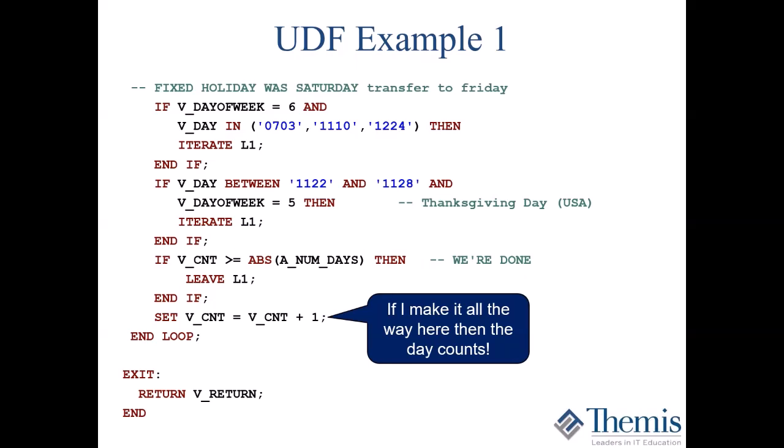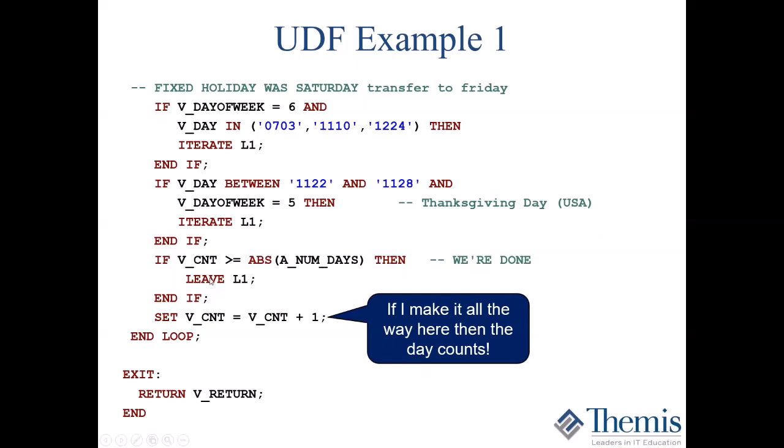All right, the next section is if I'm a Friday, and it's July 3rd or November 10th or Christmas Eve, then I'm going to move the Saturday holiday to Friday, just like I did with the Monday. Thanksgiving Day is always the 4th Thursday of the month in the United States anyway. So if I'm between 11/22 and 11/28, 11/22 is the earliest that Thanksgiving can be, 11/28 is the latest, and I'm a Thursday, it's Thanksgiving Day in the US.